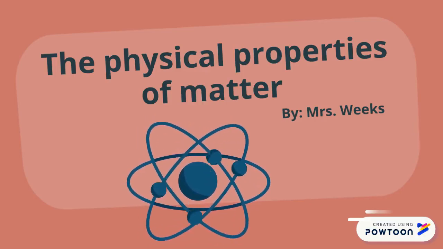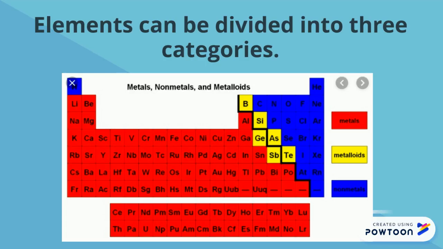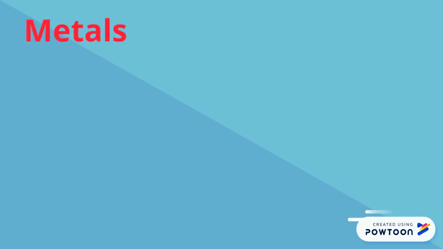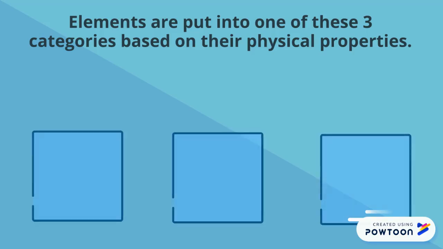All matter is made of elements. Elements can be divided into three categories: metals, nonmetals, and metalloids. Elements are put into one of these three categories based on their physical properties.